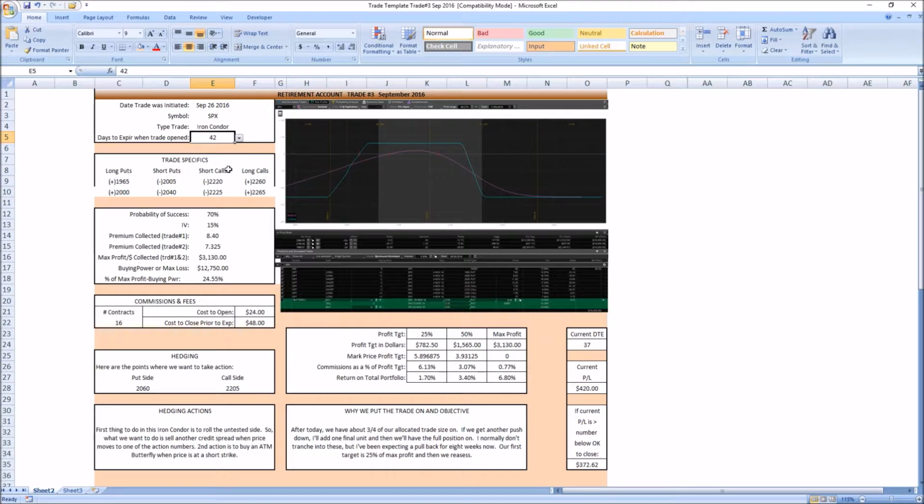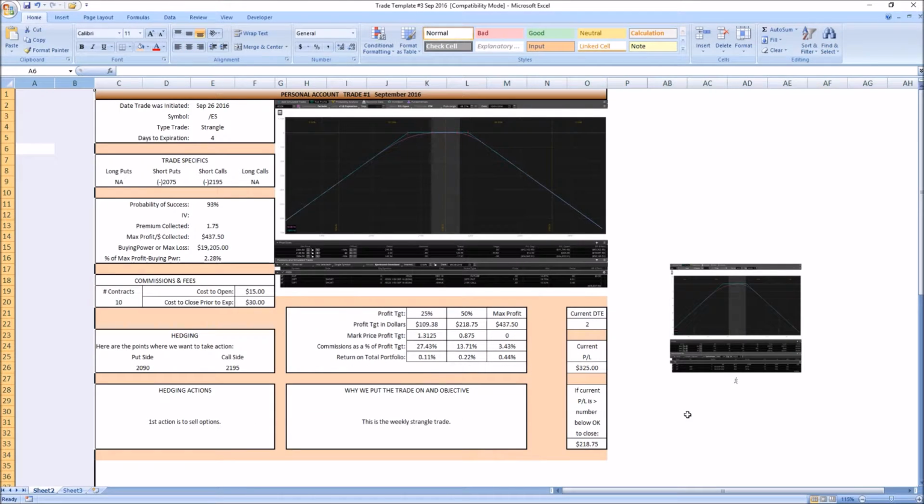So we put it on. We originally had 42 days to expiration. We currently have 37. Our current profit in this one is 420, and we're slightly ahead of our linear graph, which indicates 372.62. So everything is moving right along in this trade. You can see we've got a good graph. So no action to take here.